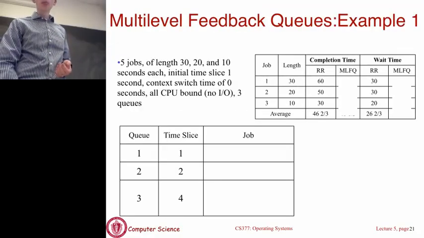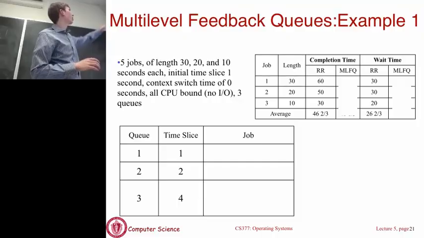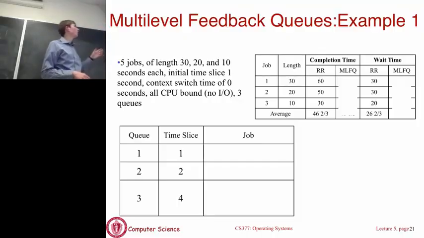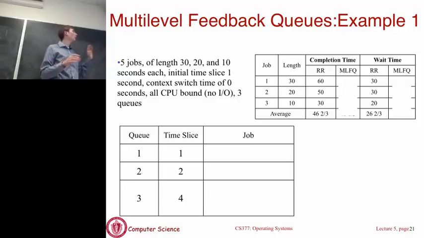So let's look at an example of doing this. Here we're going to have 3 jobs, of length 30, 20, and 10. The time slice is going to be 1 second for doing that round-robin scheduling. We're again assuming no context switch time. And for the moment, we're going to assume that they're not doing I/O. It's all CPU bound.